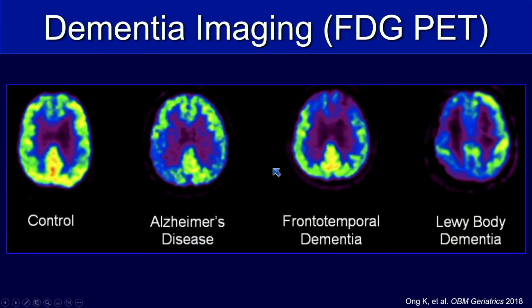Here's Alzheimer's, which we just talked about. FTD would be really more frontal lobes, temporal lobes, anterior cingulate gyri. And dementia with Lewy bodies will often look like an Alzheimer's pattern, but also involve the occipital lobe.